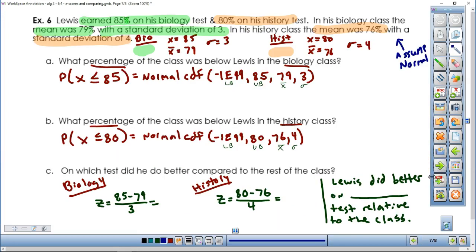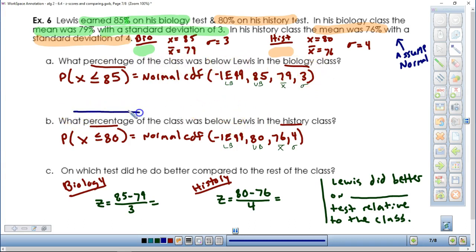Example 6. This is our last example for today. Lewis earned 85 on his biology test, and that test had a mean of 79 and a standard deviation of 3. Lewis earned an 80% on his history test with a mean of 76 and a standard deviation of 4. So I'm going to pull out all of those scores and statistics here, and we're going to assume that these test scores are normally distributed. And we are asked what percentage of the class was below Lewis on the biology test.